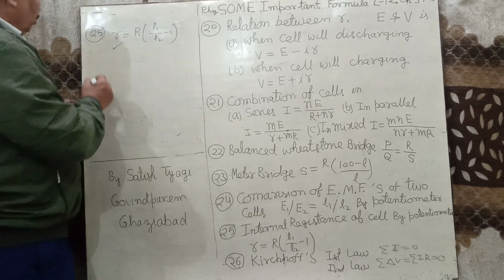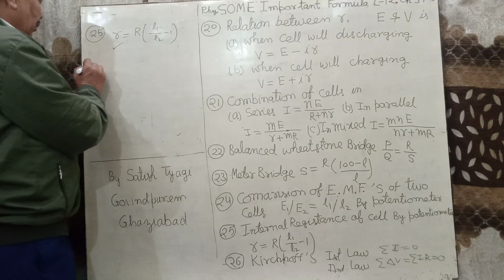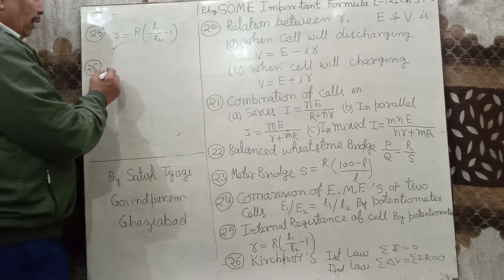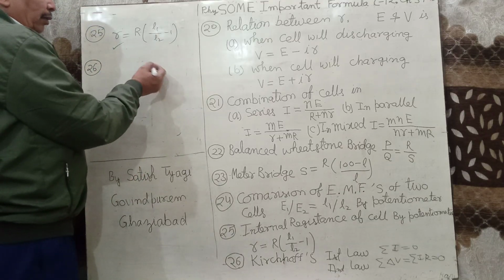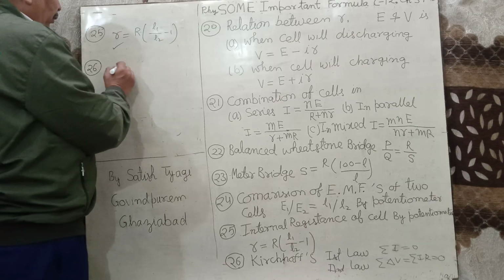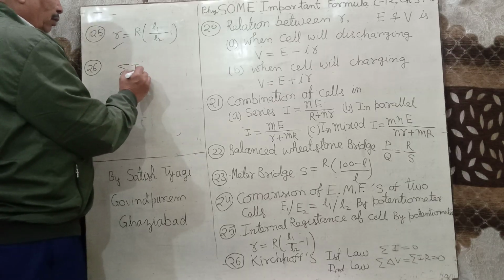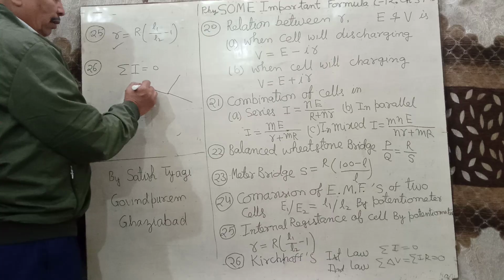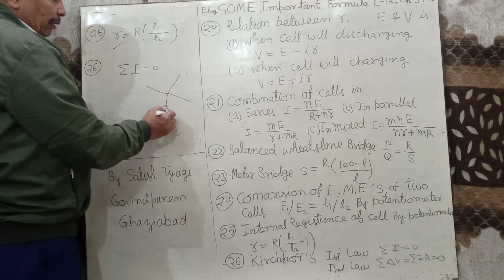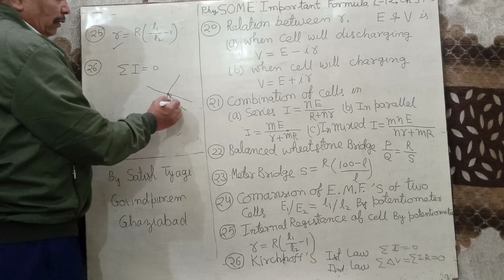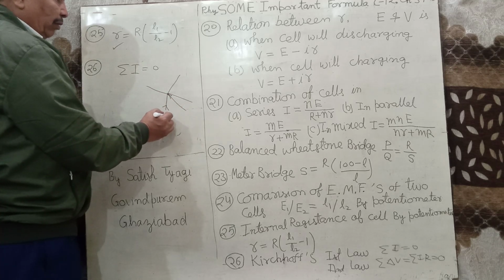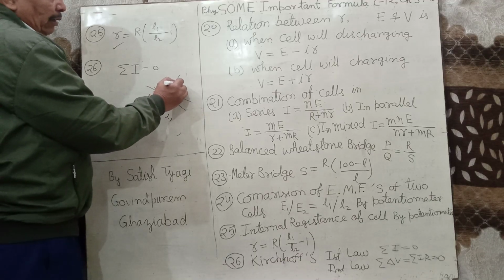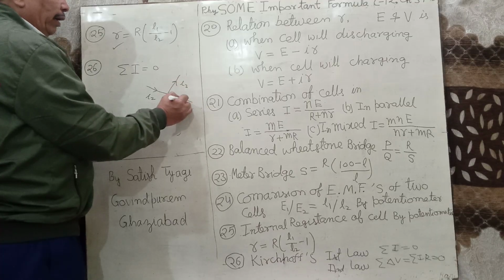Now I am telling you formula number 26, Kirchhoff's first law. What is Kirchhoff's first law? Sigma I equals 0. Suppose this is the point of junction of many wires. Currents I1 and I2 are coming in, and currents I3 and I4 are going out.